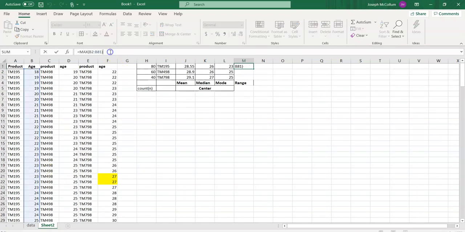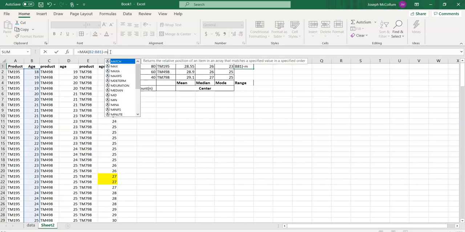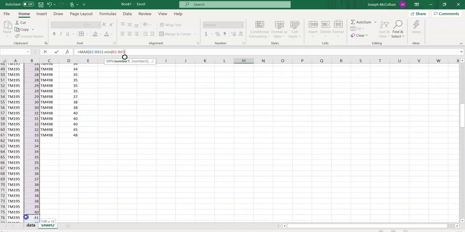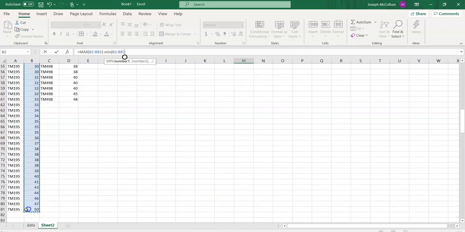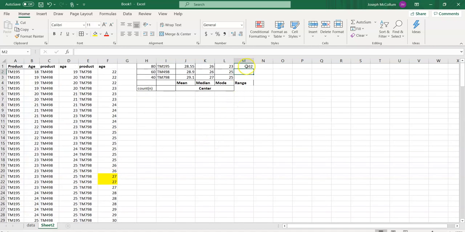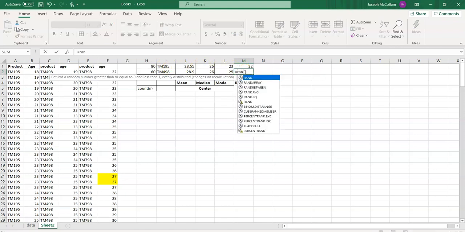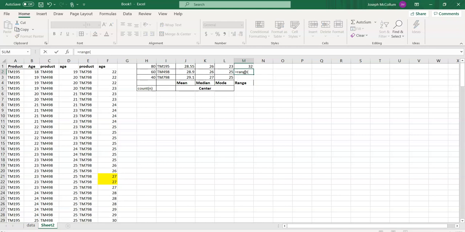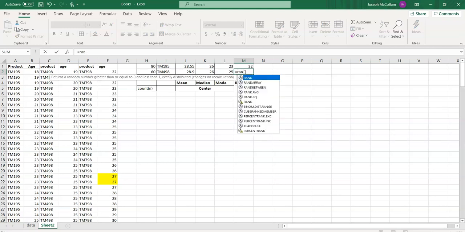I'm now going to update this formula by minus min, which finds the smallest number in this list. And max minus min is the range. And so the range of the TM195, so treadmill 195 types, is 32. Now, of course, as one would think, there might be a range function. No, I didn't find it. So I'm not seeing range.